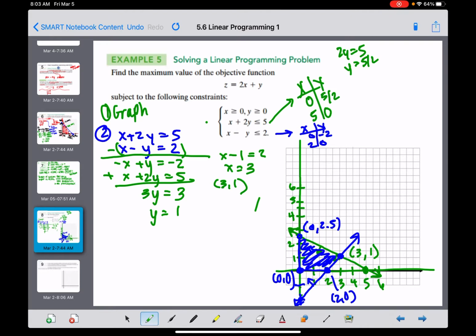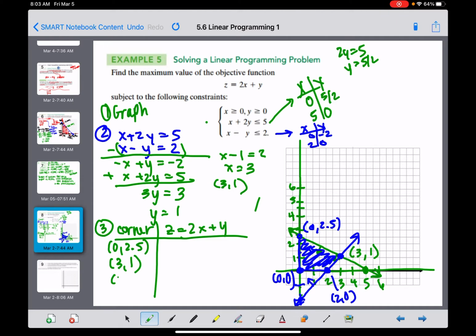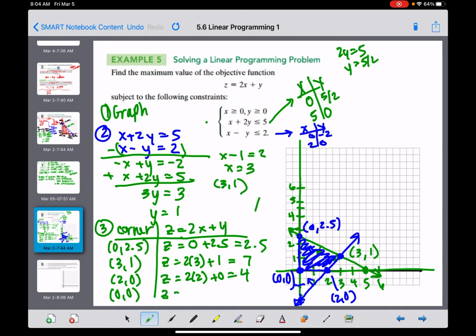Okay, so once I know my corner points, now I need to find the maximum value of my objective function. So that's my next thing I'm going to do. My corner points I'm going to list here, and then my objective function is that. So we have 0, 2.5, 3, 1, 2, 0, and 0, 0. Okay, so plugging those in, 0, 2.5, you're going to get 0 plus 2.5, so just 2.5. 2 times 3 plus 1, you have 6 plus 1, which is 7. And then 2, 0, you're going to get 2 times 2, which is 4, plus 0, so that's 4, and then 0, 0 is going to give us 0.